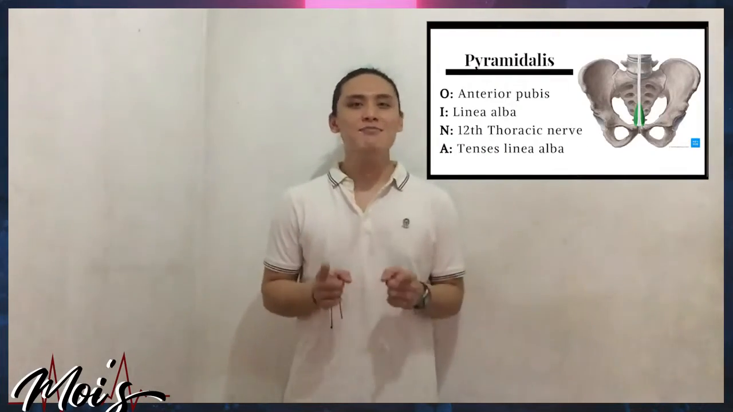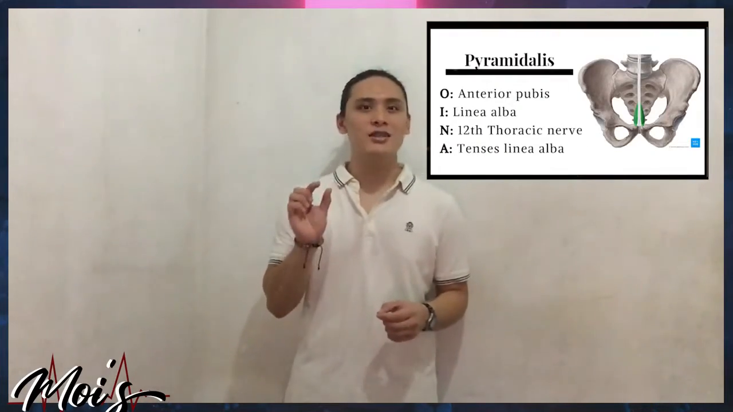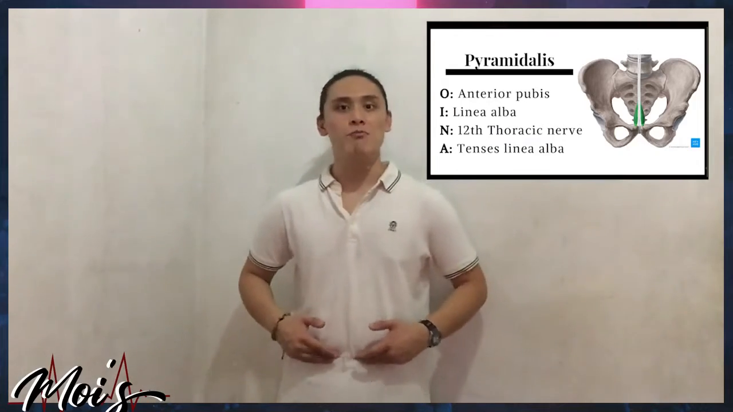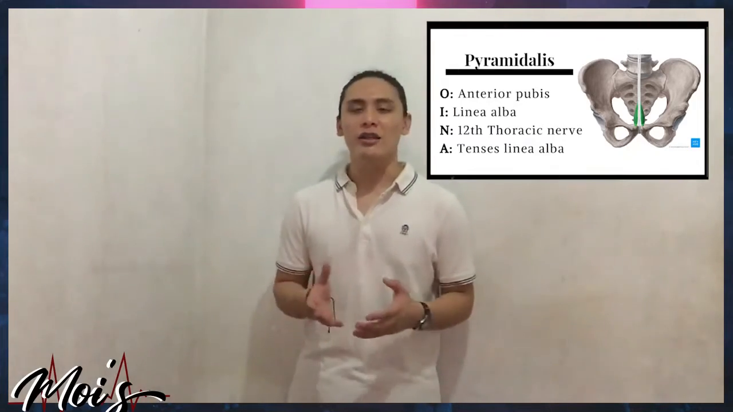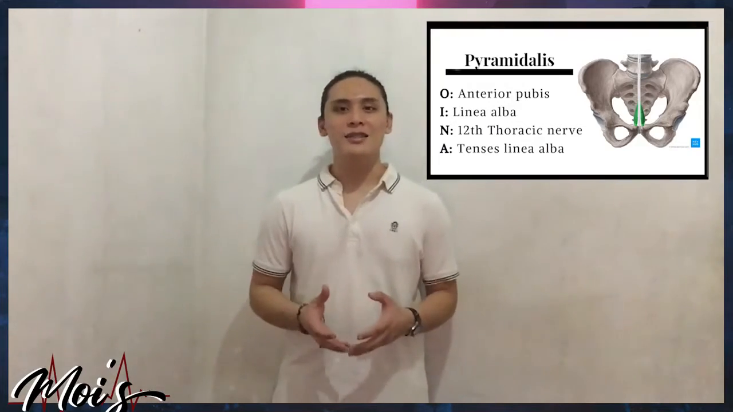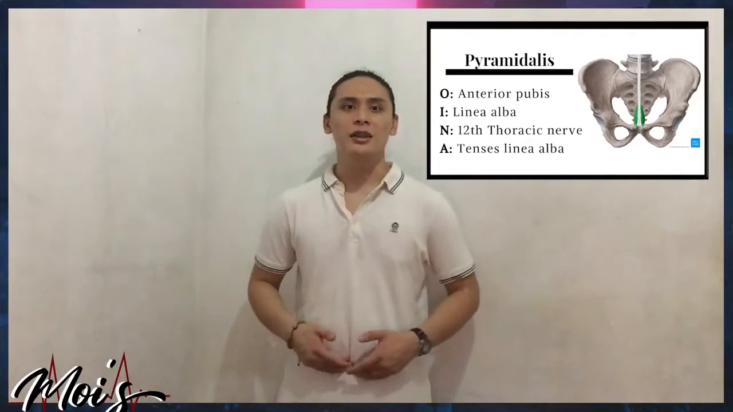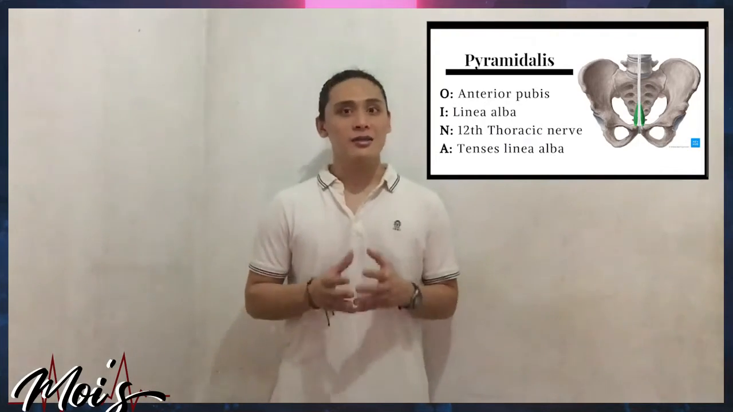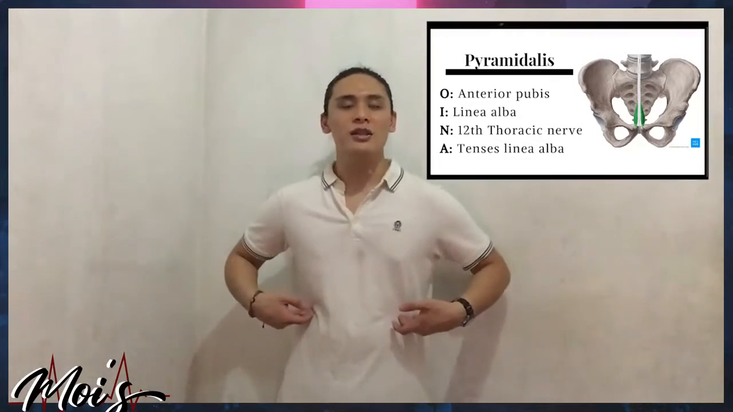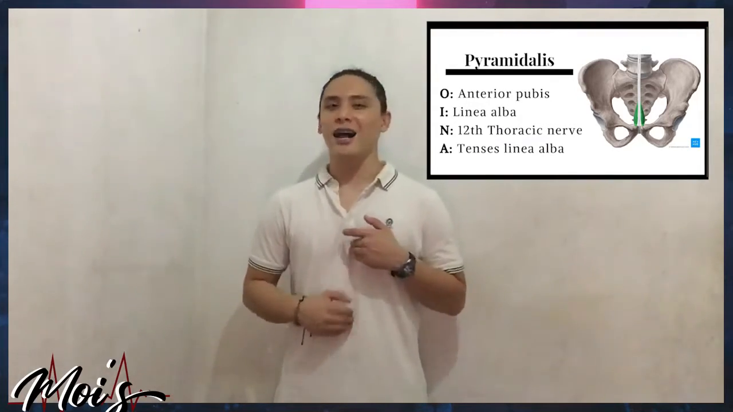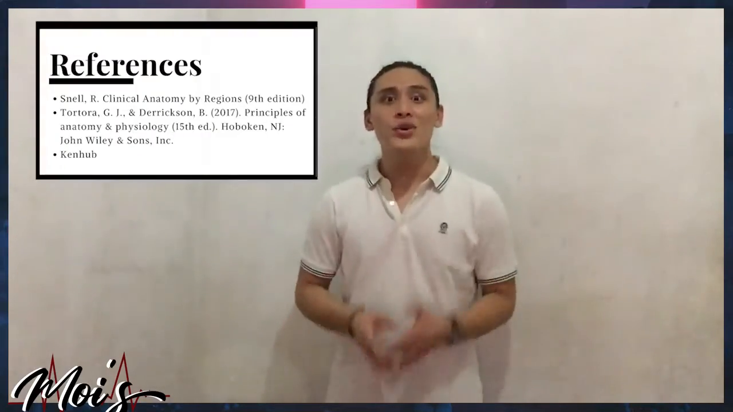And the last muscle is a small muscle that lies in front of the lower part of the rectus abdominis. However, it is often absent. It is your pyramidalis. It originates at the anterior pubis and is inserted to your linea alba. It is innervated by your 12th thoracic nerve, and of course, its action is to tense your linea alba. There you have it. We are done.